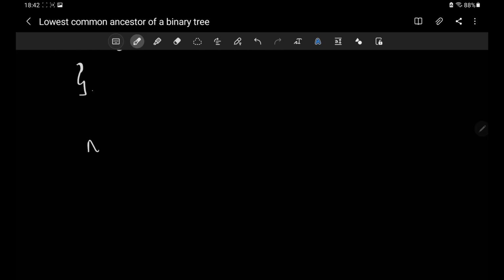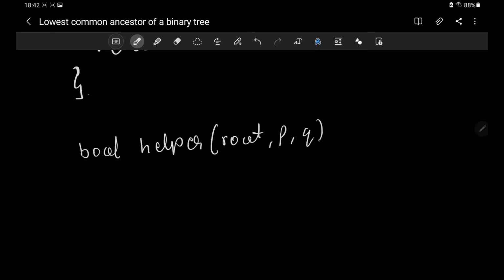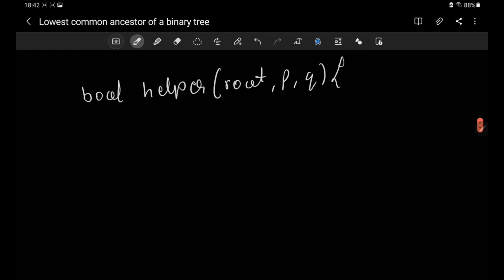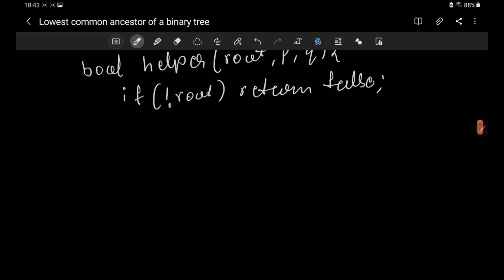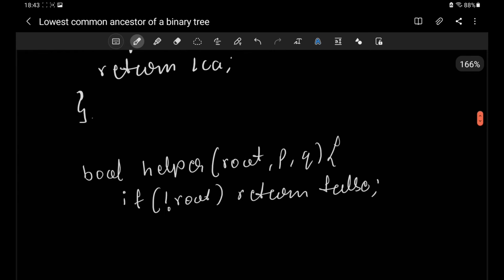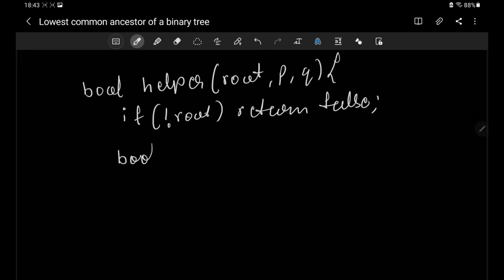I'll let my helper function return a boolean value, which will take similar parameters: root, P, Q. Now what if there's no root at all? If I don't have any root, then I have to return false. Then I have to find nodes P and Q in my left and right subtrees. Let me define 2 variables, find left, which will find any one of the nodes P or Q in the left subtree.